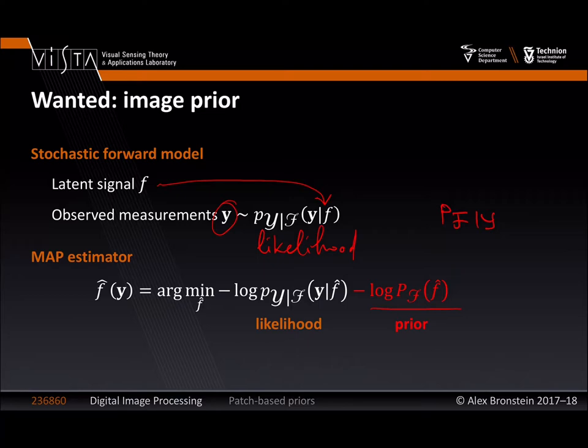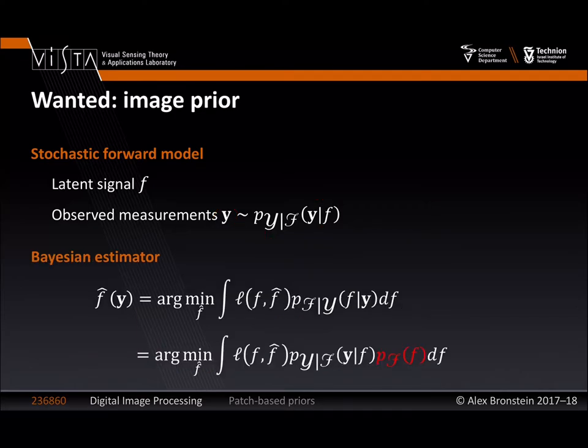Okay, and the better we can do our prior, the better is our chance to solve the inverse problem. So essentially, the prior embodies our knowledge about the latent signal f. Okay, so this was just MAP. Of course, there is a whole world beyond MAP. We can do different types of estimators. This is, for example, a Bayesian estimator. A Bayesian estimator is a very wide class of estimators.